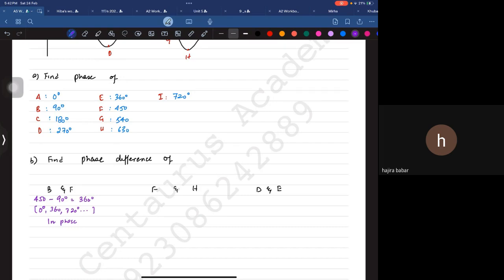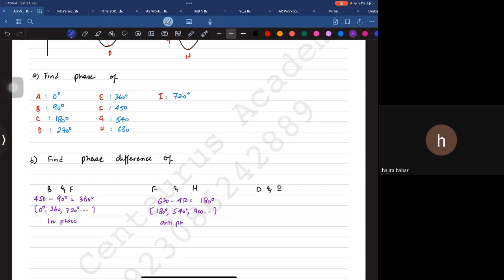Similarly, if you find F and H, so F is 450, H is 630. Oh, let's write it like this. So that difference will be 180 degrees. And whenever you have a phase difference of like 180, 540, 900, and so on, that would be called anti-phase. Other than that, like you see D and E, it's going to be 360 minus 270, that's 90 degrees. And that should be basically any other angle, other than multiples of 180 or 360. You call these points out of phase. So the three terms you're going to use.